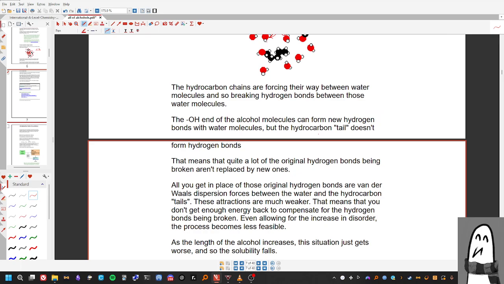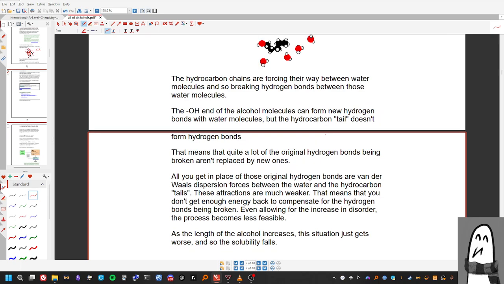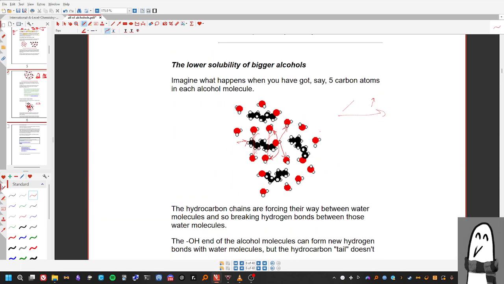All you get in place of those original hydrogen bonds are van der Waals dispersion forces between water and the hydrocarbon tails. These attractions are much weaker. That means you don't get enough energy back to compensate for the hydrogen bonds being broken. Even allowing for the increase in disorder, the process becomes less feasible. So as the length of the alcohol increases, the situation just gets worse, and so the solubility falls.